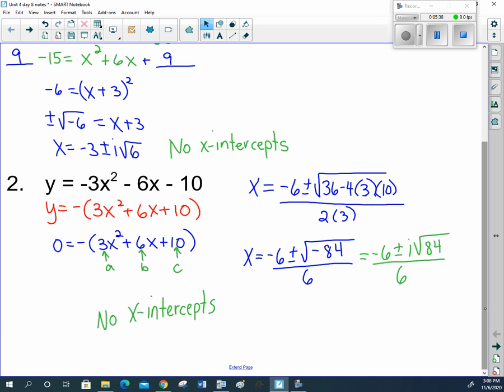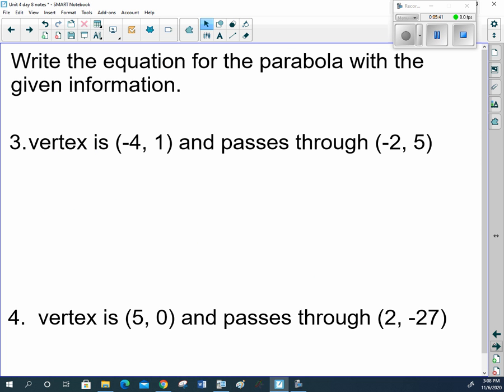Okay, let's see what our next problem says. All right, so this one says write the equation for the parabola with the given information. So I know a vertex and I know it passes through the point -2, 5. We need to know what point it passes through because we need to know what kind of an A we have. Is our A 1?